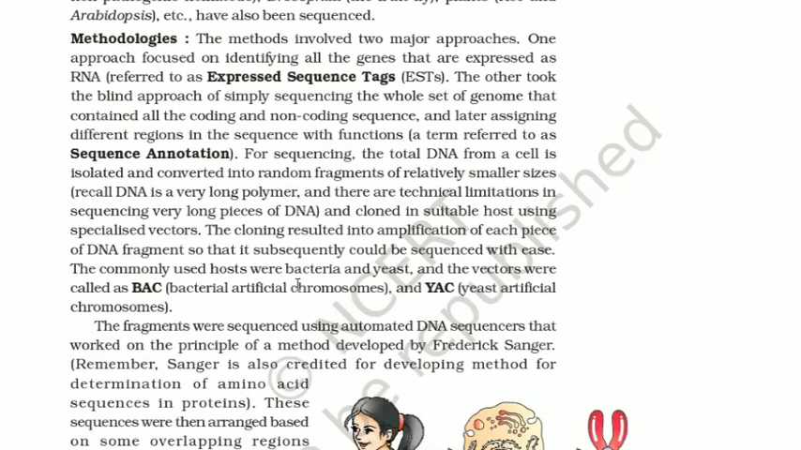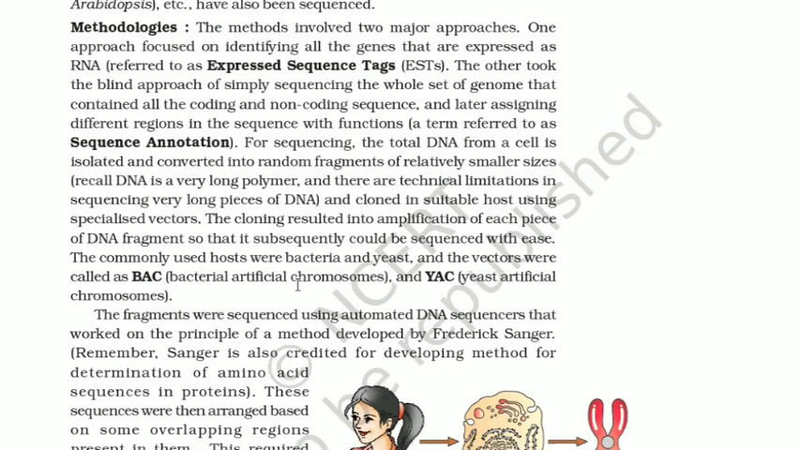Methodologies. The methods involved two major approaches. One approach focused on identifying all the genes that are expressed as RNAs, referred to as expressed sequence tags. The other took the blind approach of simply sequencing the whole set of genome that contained all the coding and non-coding sequence, and later assigning different regions in the sequence with function, a term referred to as sequence annotation.